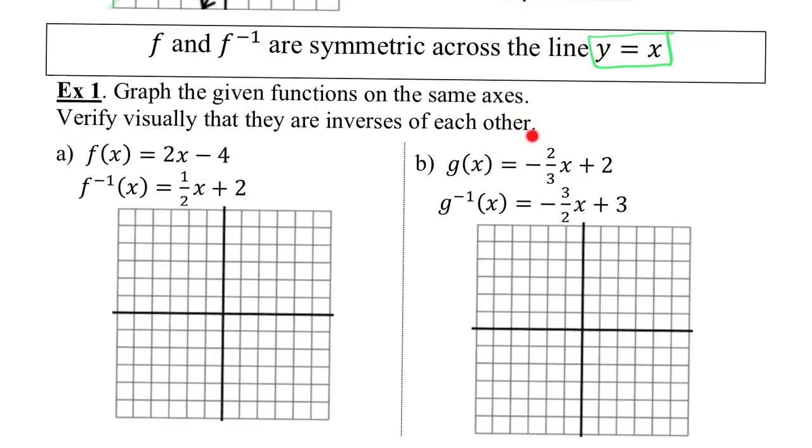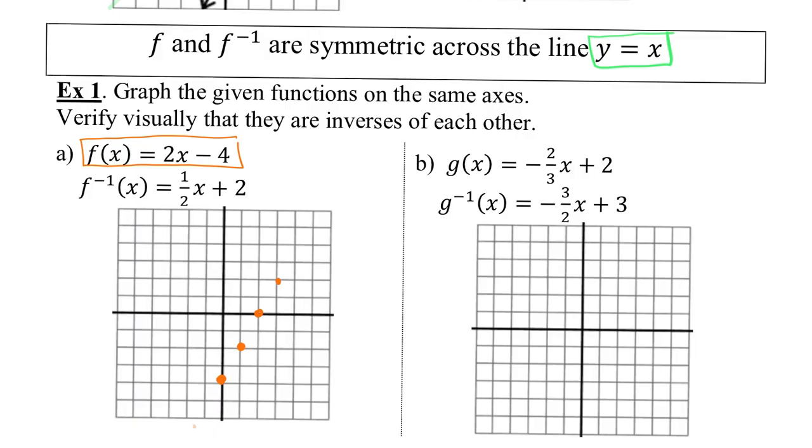Verify visually that they are inverses of each other. To verify visually they're inverses, I'm going to graph this line and see if they look symmetric. But let's start by graphing each function. Okay, these are all lines. Okay, so f of x equals 2x minus 4. The y-intercept is -4. Slope up 2 over 1. Okay, I'm going to do an extra couple dots just to make it straighter.